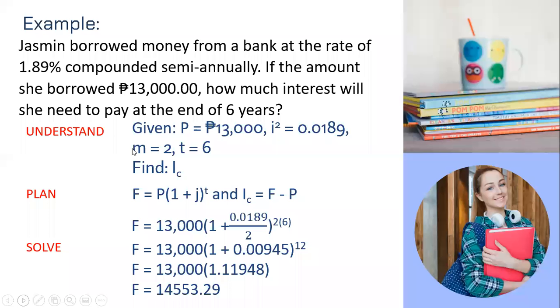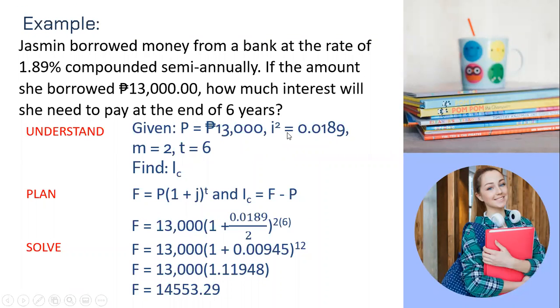So let's have this one. First problem: Jasmine borrowed money from a bank at the rate of 1.89% compounded semi-annually. Semi-annually, so 2 times. If the amount she borrowed is 13,000 pesos, how much interest will she need to pay at the end of 6 years? Following George Polya's 4-step rule, understanding the problem: in the problem, the principal amount is 13,000.